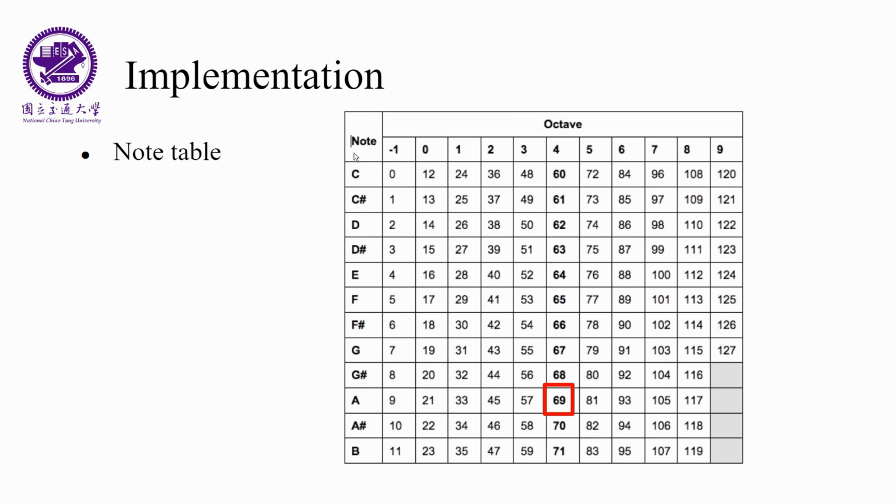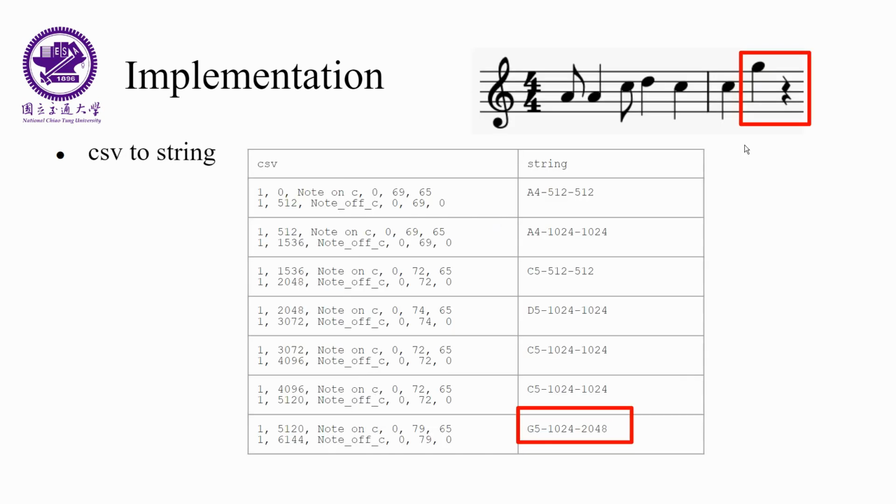Okay, and here's the full table of the notes. Then we convert the CSV file to string. For example, again, let's look at the red block. Here's the notes and the quarter rest. So we have to specify the notes in the CSV file, right?